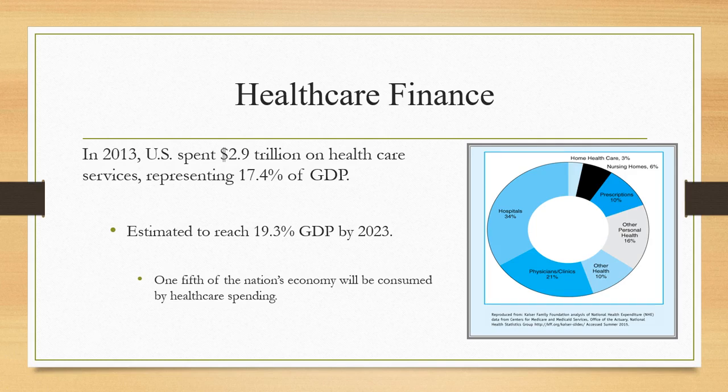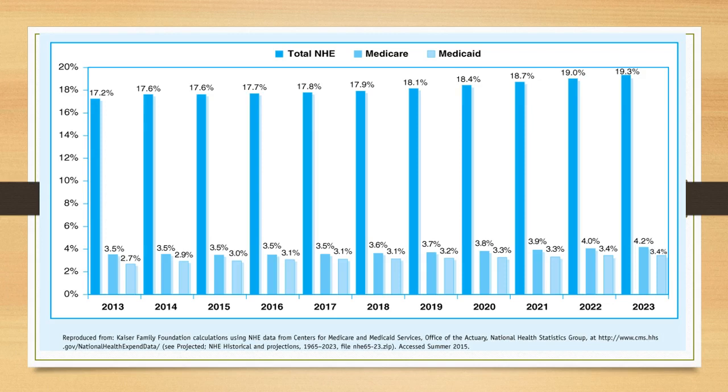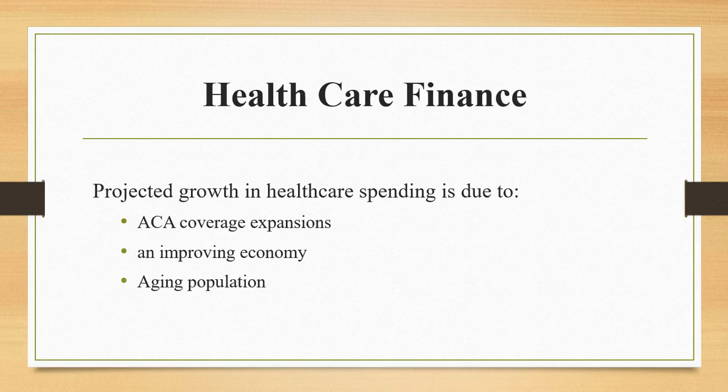All right, now let me go to the next slide. This bar graph illustrates the projected national health expenditures as a percentage of GDP. As you can tell, over the past several years, healthcare spending has grown relatively slowly. However, as you've read in the chapter, projected healthcare spending is expected to increase. As we see in slide 5, projected growth in healthcare spending is due to the Affordable Care Act coverage expansions regarding Medicaid expansion, an improving economy, and the aging population. Any future changes regarding healthcare reform will definitely impact this as well.